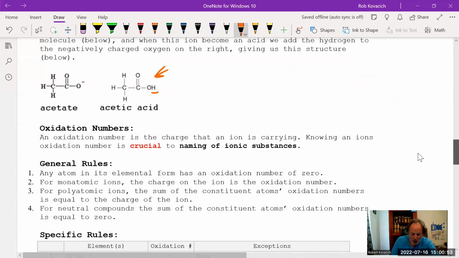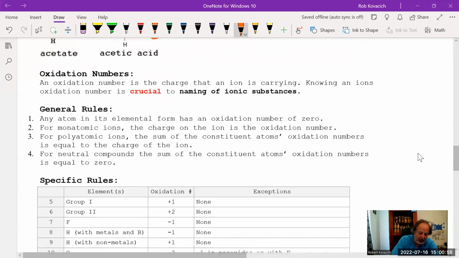All right, so we need to talk about something very important, which is oxidation numbers. So this is 100% crucial when I'm naming certain types of ionic substances. So the oxidation number is also the charge of the ion. So I want to know what the charge of this thing is, and I need to be able to figure out what the charge is, or I need to be able to figure out how to put things together once I know the charge. So there are some general rules and some specific rules.